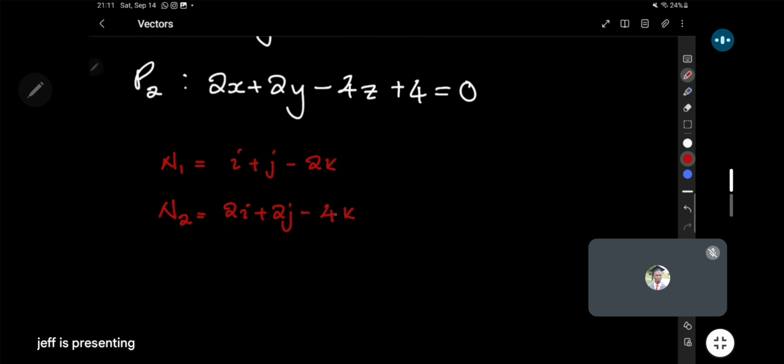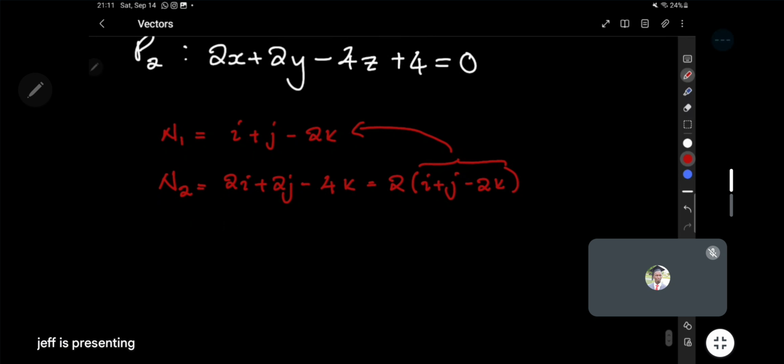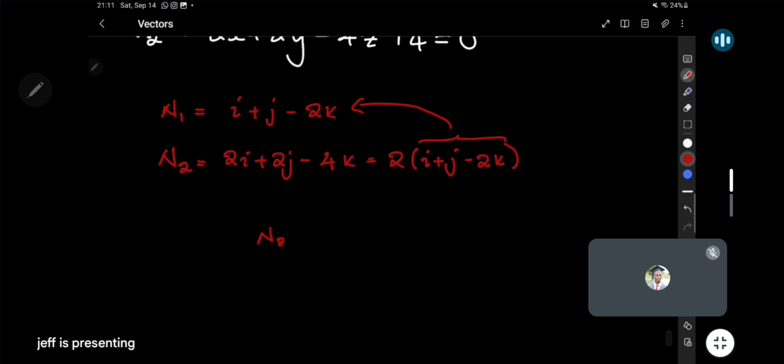When you look at the way it is, if you factored out a 2 from normal 2, what you notice is that what will remain is i plus j minus 2k. And when you see this, you should observe that this is exactly the same as normal 1, meaning that normal 2 is actually related to normal 1; you'd get normal 2 if you just doubled normal 1. So these two normals are actually the same. Since the normals are the same, what does this imply?